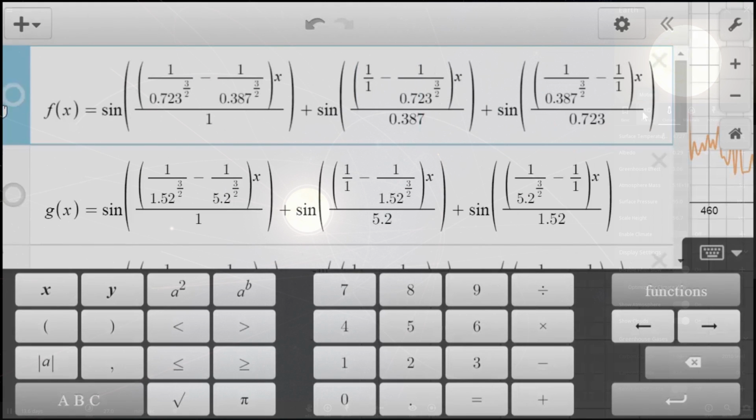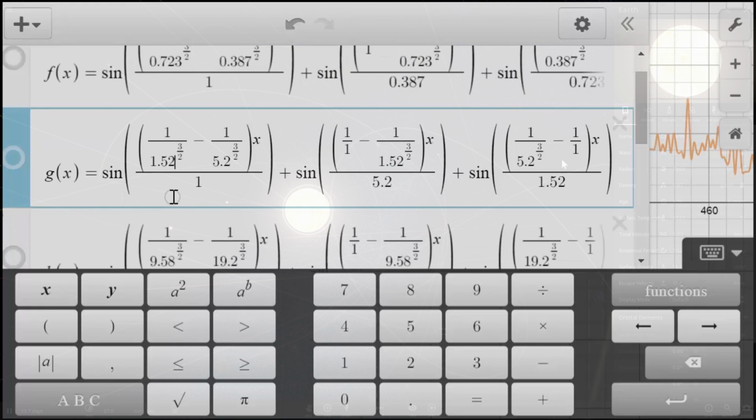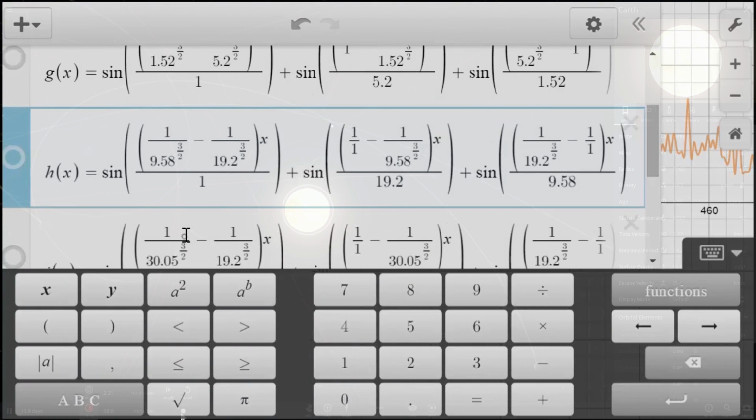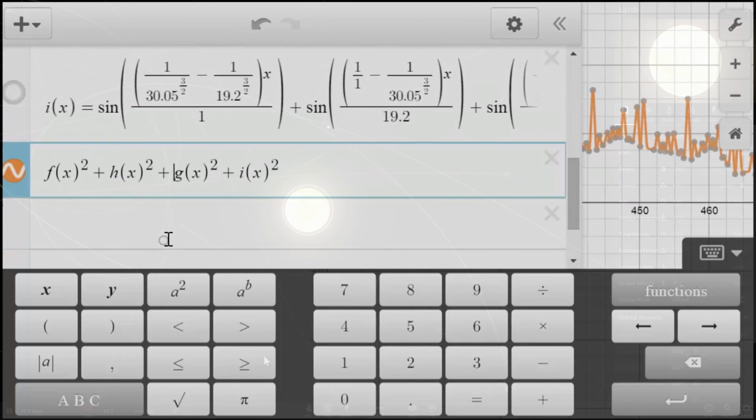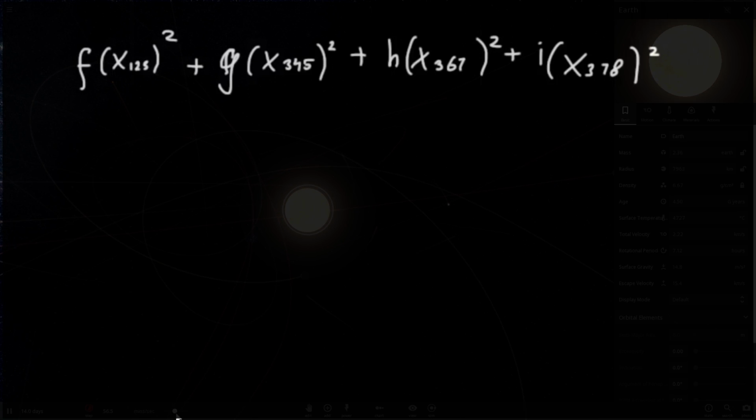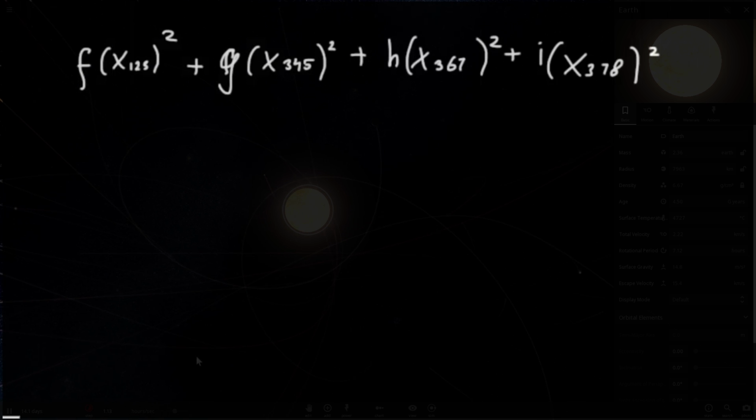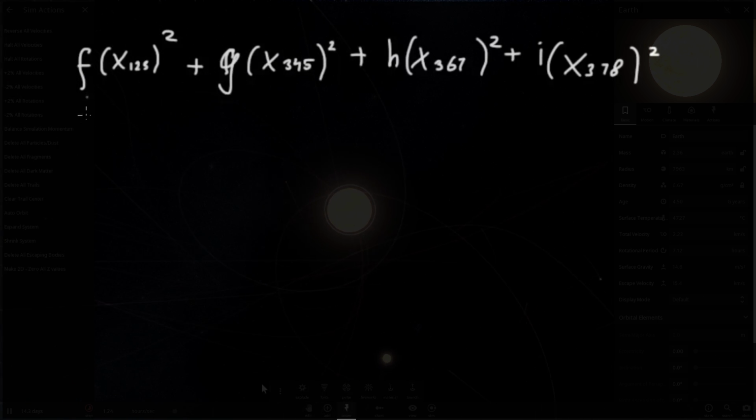This is f of x. I'm going to write this as f of x, and this whole function is now going to be squared, then added to this function squared, then added to this function squared, and finally added to this final function squared. This is what I wrote right here. In other words, I'm going to rewrite these as one general function, and the reason why we're squaring it is that because we don't actually want to have any signs in there.